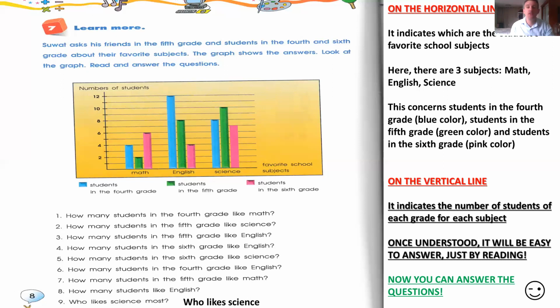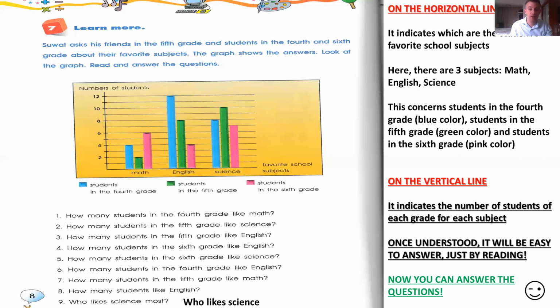Now, on the vertical line, so in mathematics, we spoke about y. Okay, so you have y and x in math. You remember that, I think. So on the vertical line, it indicates the number of students of each grade for each subject. Okay?